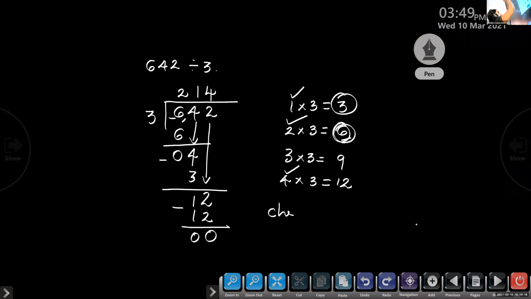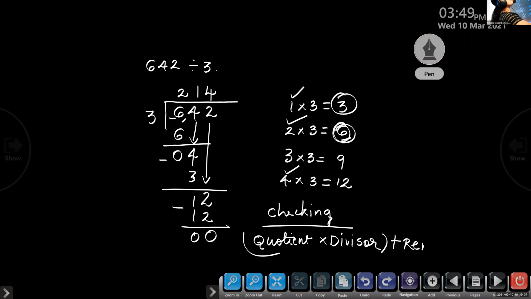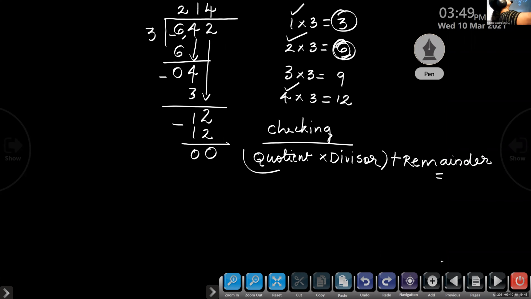Okay. Now you have to do the checking. Ma'am, checking finished already. Quotient into divisor plus remainder. No need to copy down this. Same answer I will send in the group also. And I will send 2 questions for practice. Please practice it. Answer key also will be sent later.